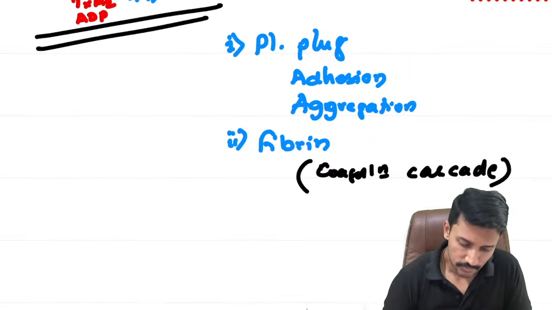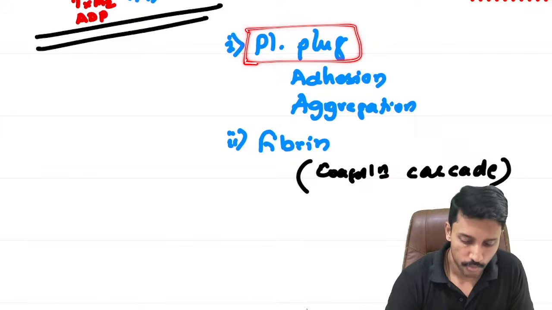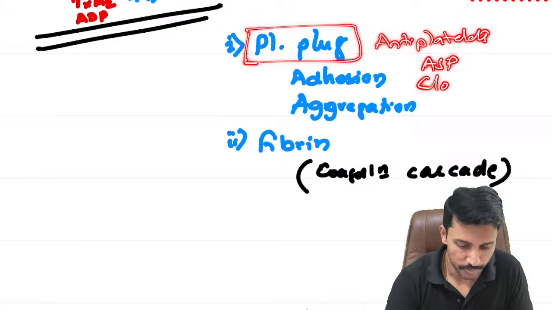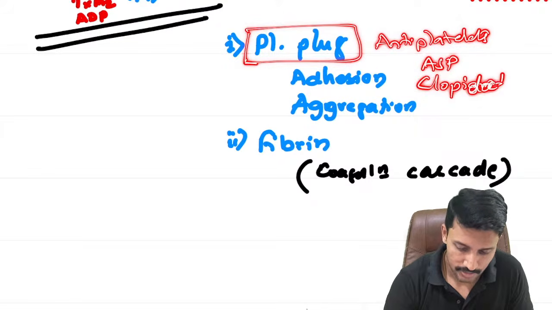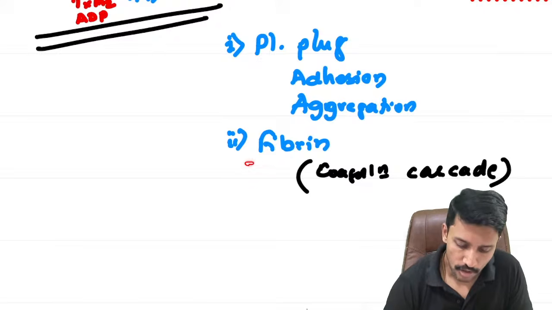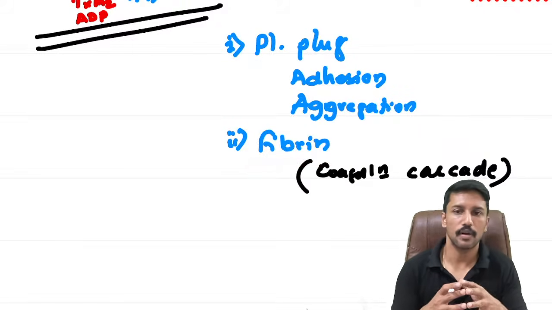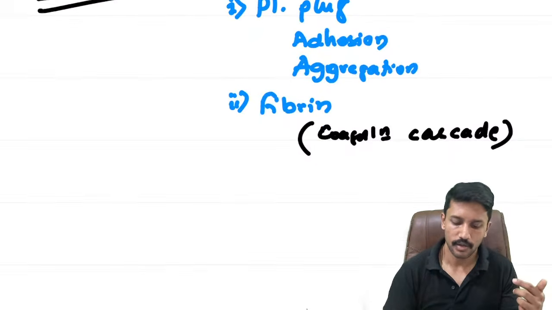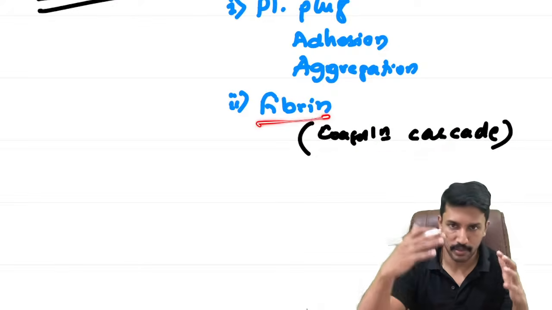So if I use drugs which block the platelet plug formation, we will call them antiplatelets. For example, we have aspirin, clopidogrel, right? These are all antiplatelets. The drugs that block fibrin formation, we will call them anticoagulants, like your warfarin, heparin. They all inhibit, see, warfarin in this fibrin formation.